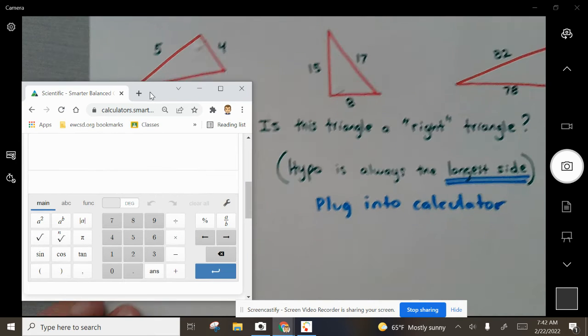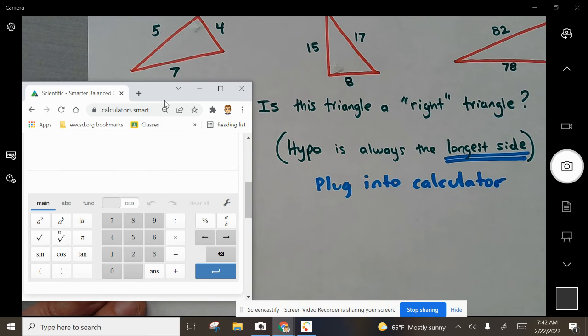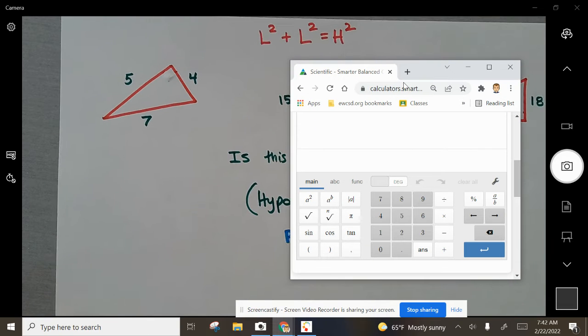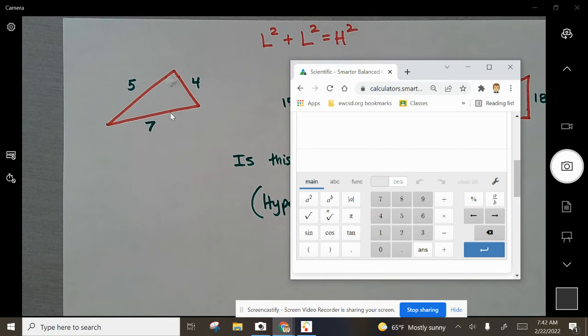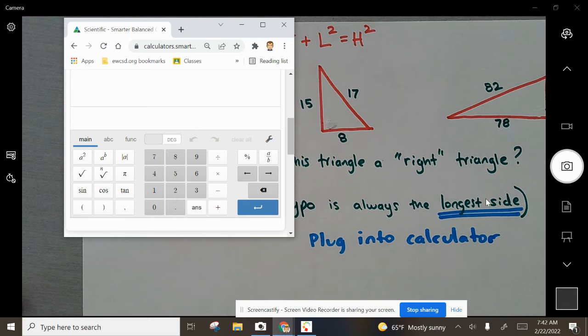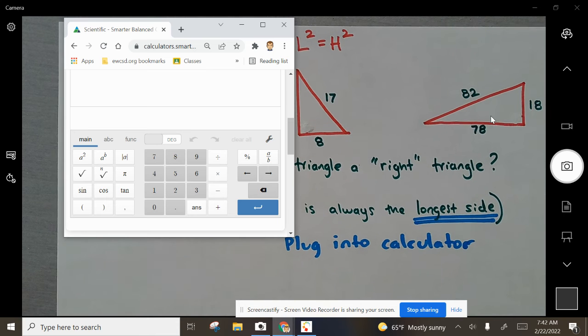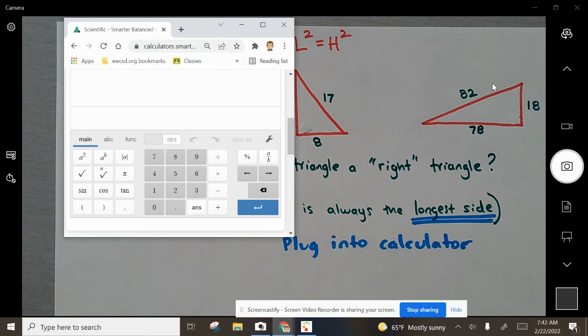The hypo is always the longest side. So if this was a right triangle, which one would be the hypo? The 7, because 7's bigger than 4, 7's bigger than 5. The hypo is always the longest side, okay? So for this problem, which one would be the hypo? The 17, because it's the longest side. And for this one, it would be 82 for the longest side.